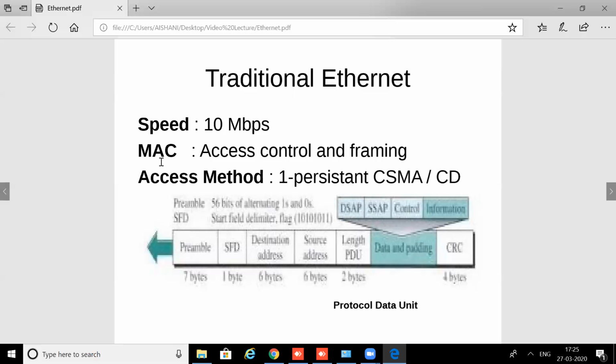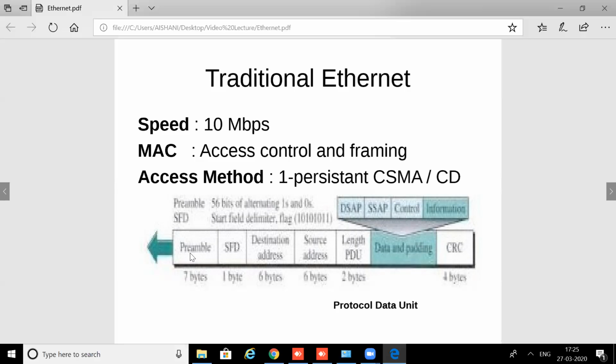At the MAC sublayer, we know MAC is a sublayer of the data link layer, and the data link layer is divided into two sublayers, MAC and LLC. MAC is the media access control sublayer, and LLC is the logical link control sublayer. The MAC sublayer deals with access control and framing, and the access method is one persistent CSMA/CD. We have already discussed in our CSMA portion that there are three types of persistent methods: one persistent, non-persistent, and zero persistent. So it is the one persistent method.